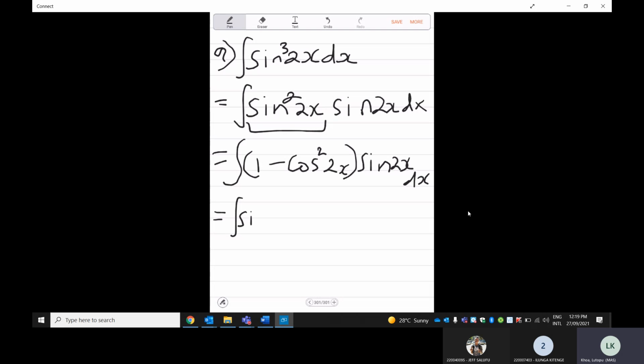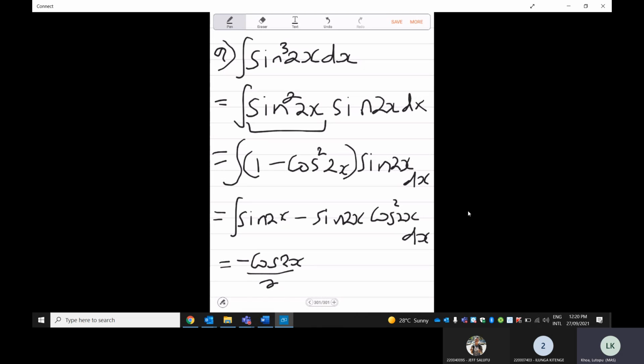Integral of sine 2x minus sine 2x cos squared 2x dx. Okay, the integral of sine 2x is negative cos 2x divided by the derivative of 2x, which is 2. So don't forget that divided by 2. I've been seeing people forget that.